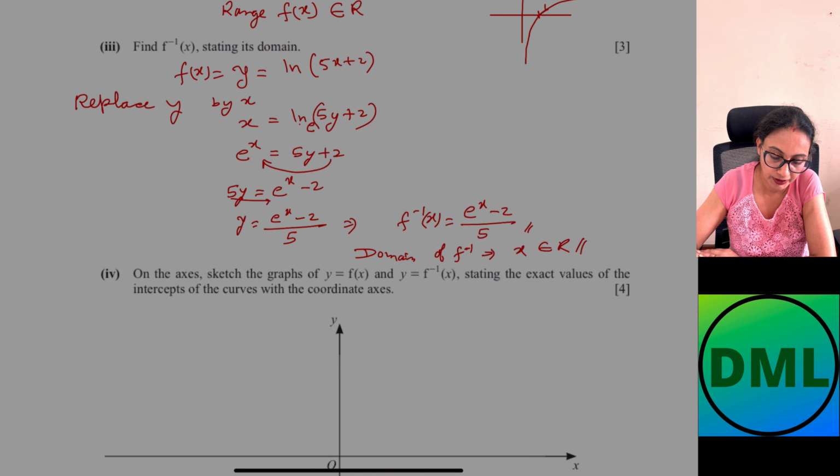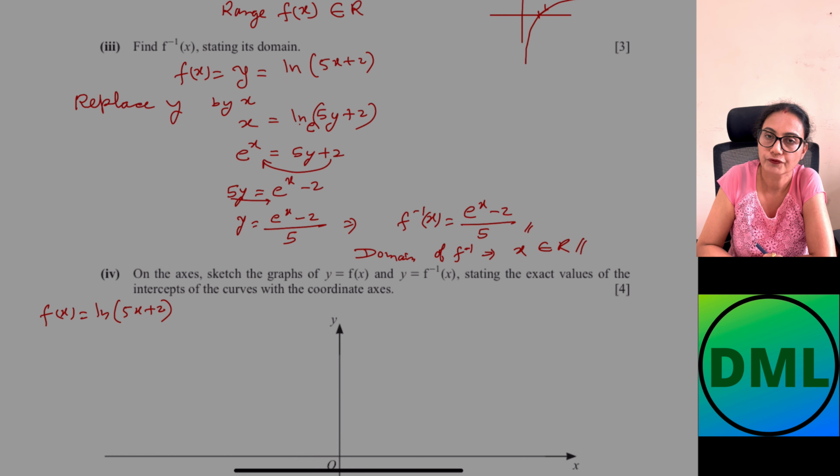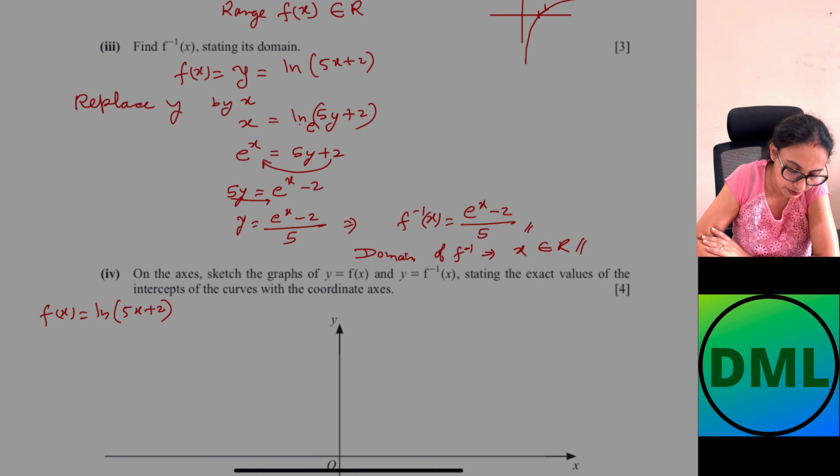We need to plot the function y is equal to f(x). What is our function? f(x) is given to us as ln(5x + 2). This is our function. I need to see where it will cut on the x-axis and y-axis. On the x-axis, y is equal to 0. So this is basically our y function.